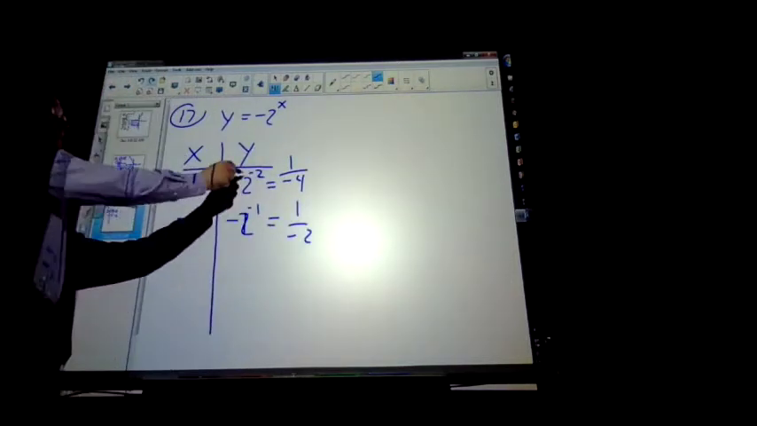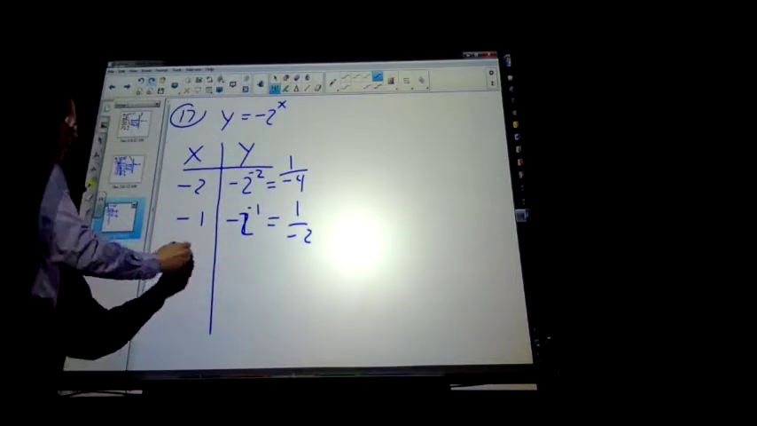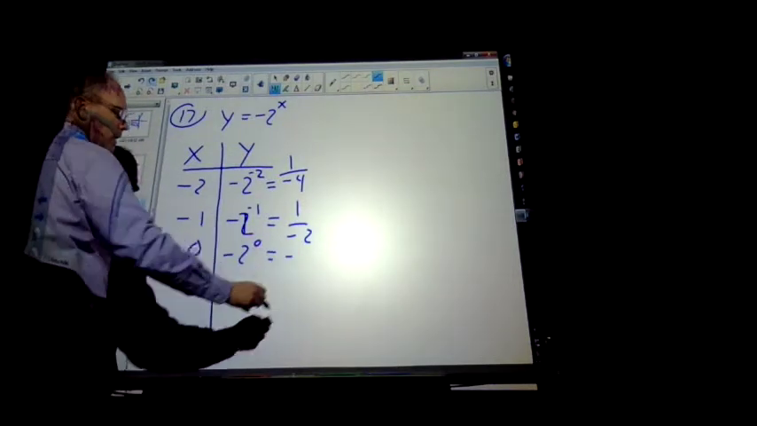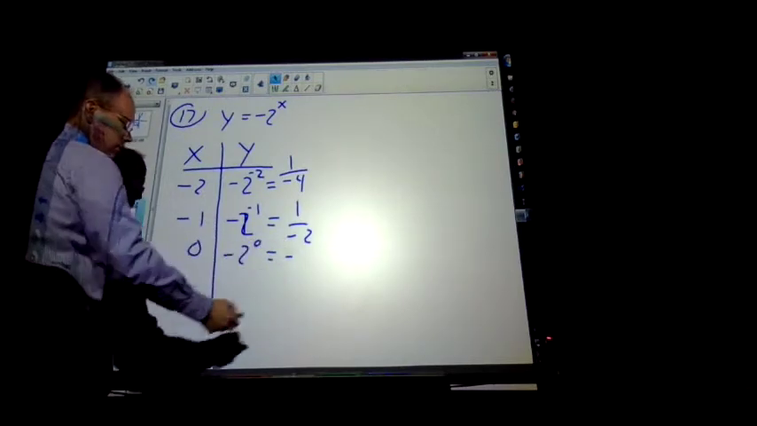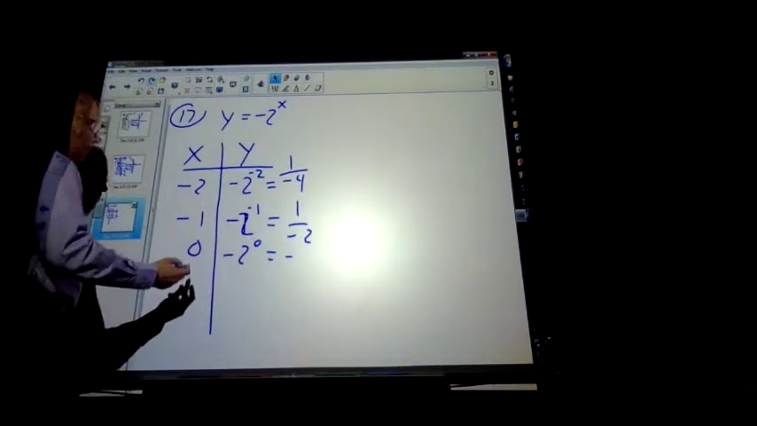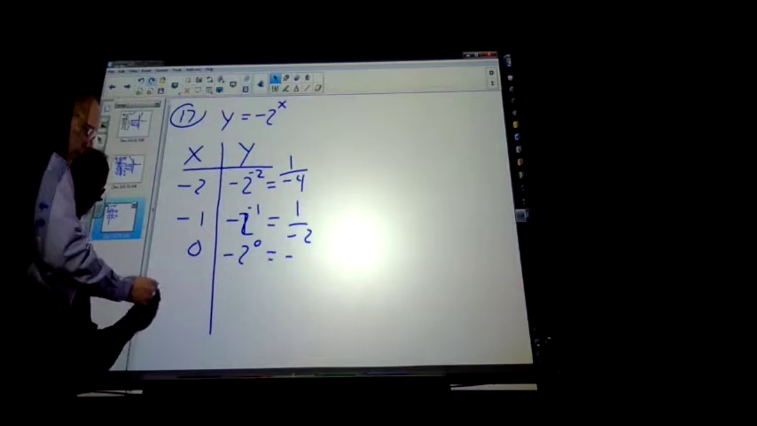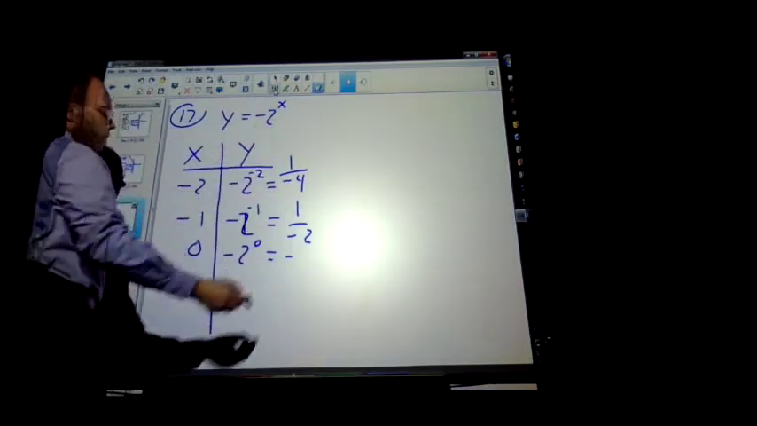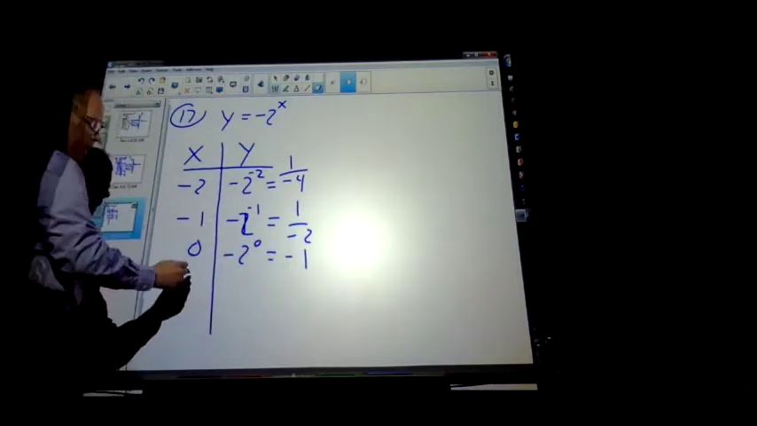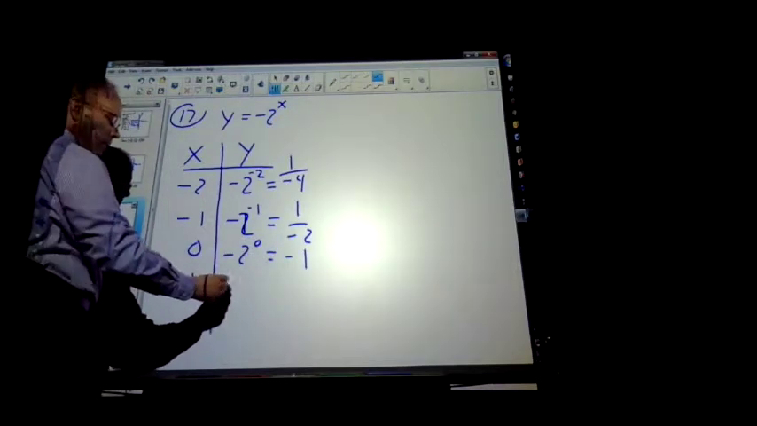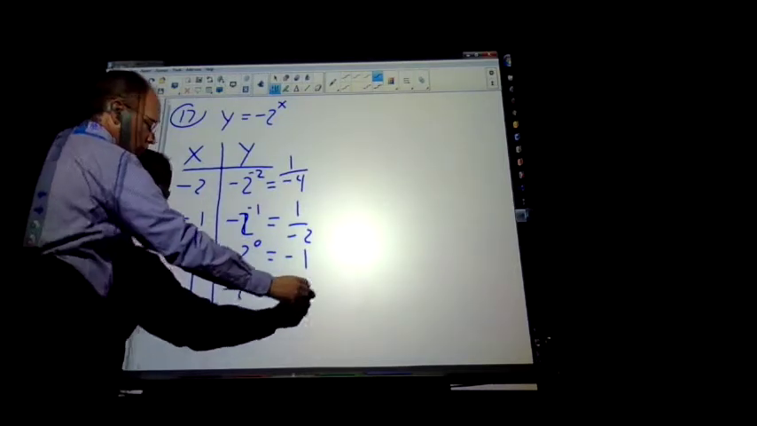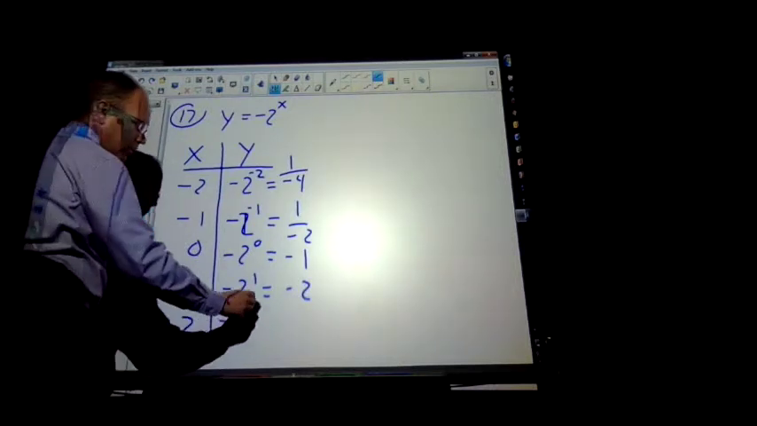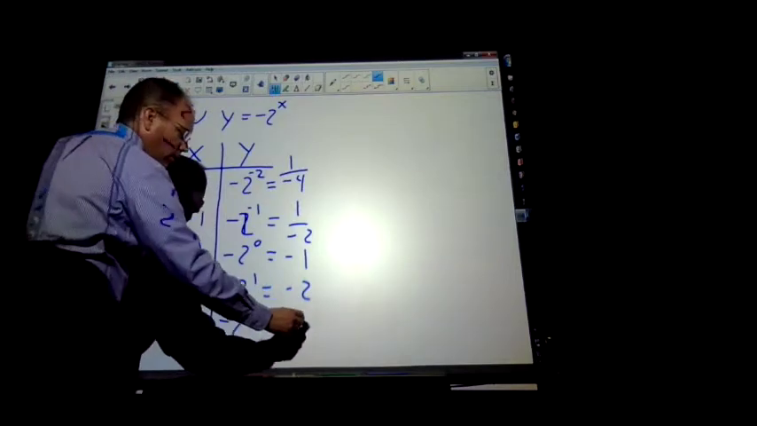And then I forgot that because it's to a negative, it has to become a fraction. Negative 2 to the 0 is going to still give me a negative 1 then. And then 1, we have negative 2 to the first is negative 2. And then 2, negative 2 to the second is going to give me negative 4.